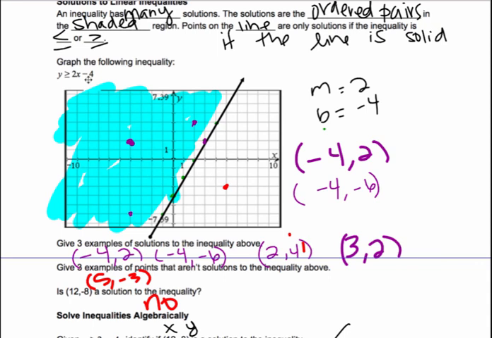Remember, you can graph an inequality from standard form. Okay, we did this one from slope-intercept form, but don't forget, just because it's in standard form doesn't mean you can't graph it.